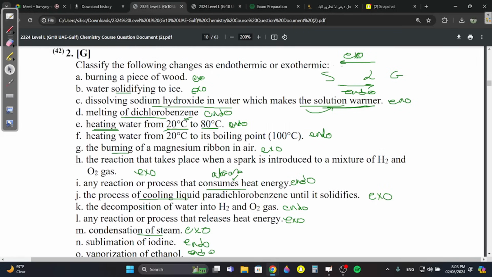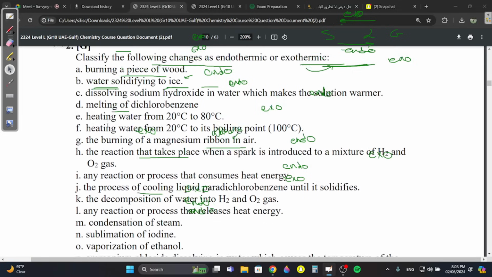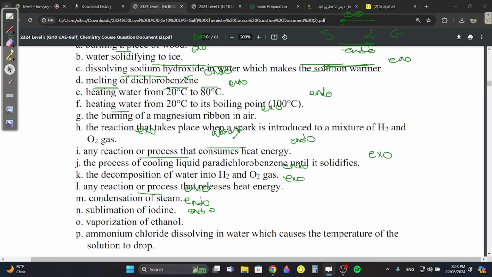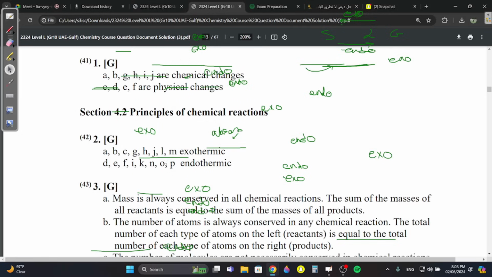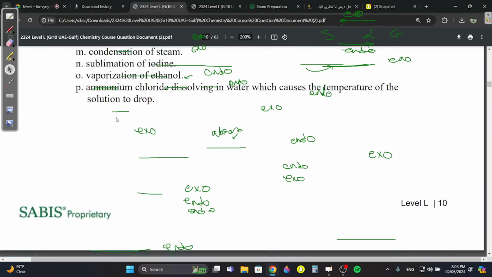Ammonium chloride. Let me take this off. Ammonium chloride dissolving in water causes the temperature to drop. The external temperature drops, which means it's endothermic because it absorbed energy from the surroundings. Endo. Yeah, there you go. That's it.